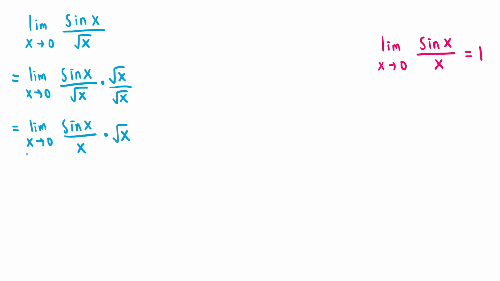As x approaches 0, sine of x over x approaches 1, as mentioned earlier, and the square root of x approaches 0. So this entire limit is equal to 1 times 0, which equals 0. So the limit as x approaches 0 of sine of x over the square root of x is equal to 0.